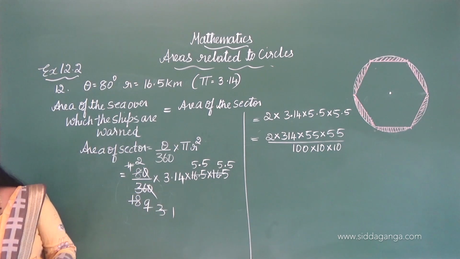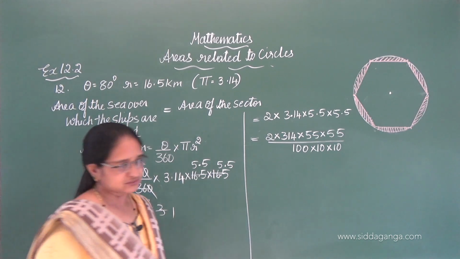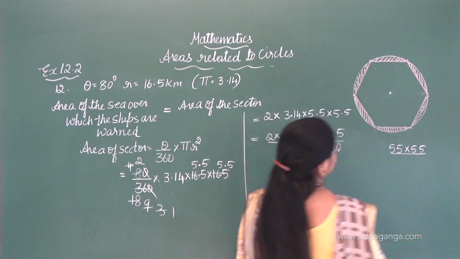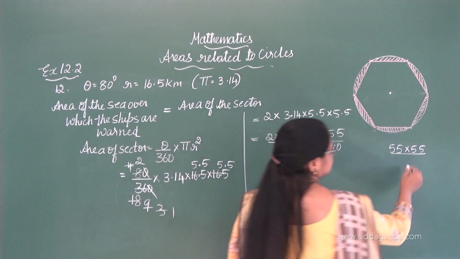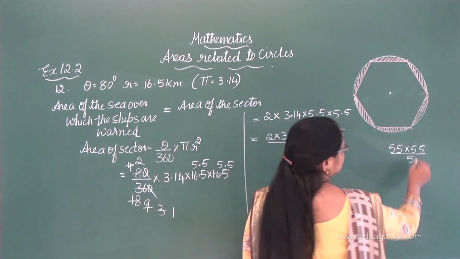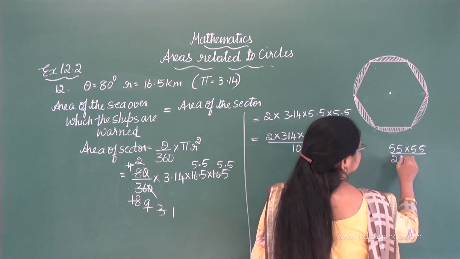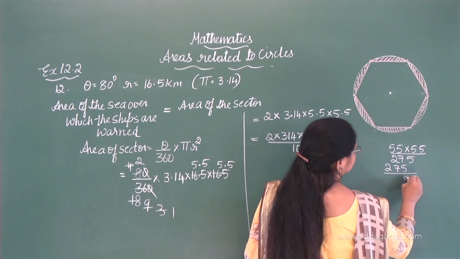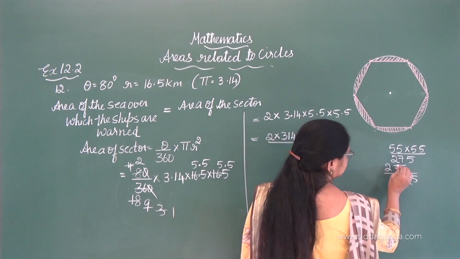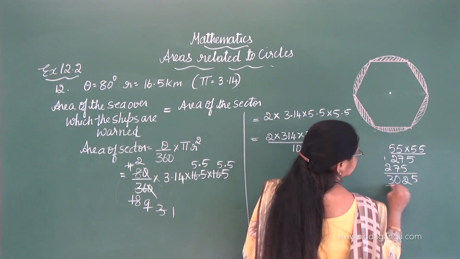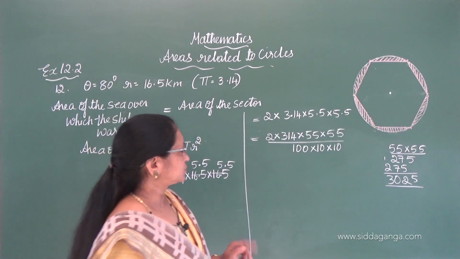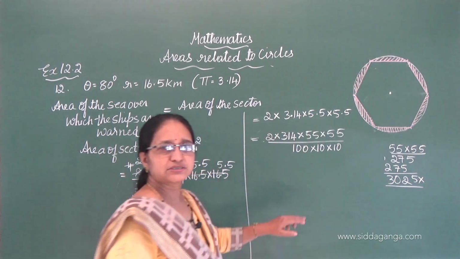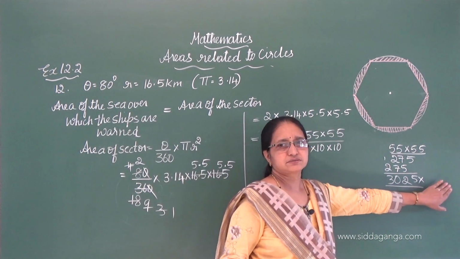Now let us find out 55 into 55 first. So I will do the working here. 55 into 55: 5 5s are 25, 5 5s are 25, 26, 27, 275, again 275. So this will become 3025. Into, see here, this I can multiply. I hope you can see that.